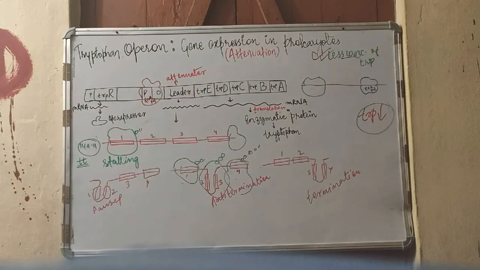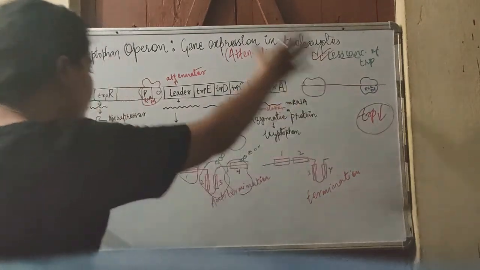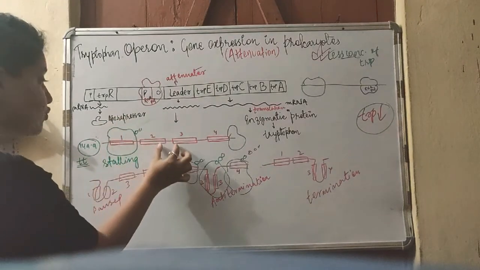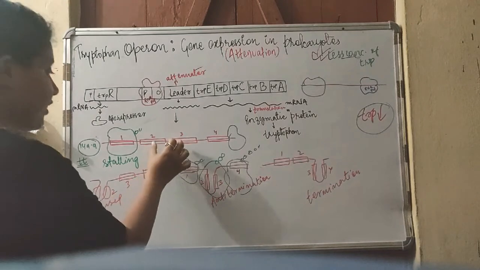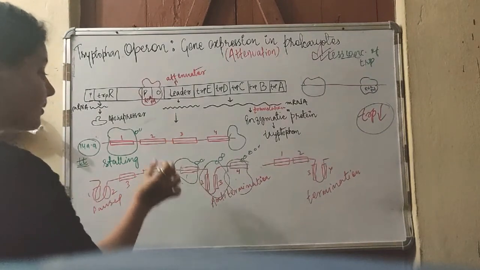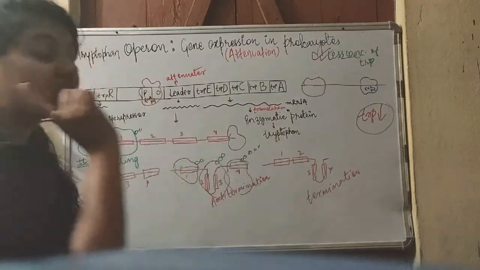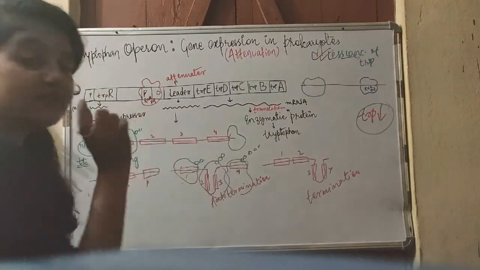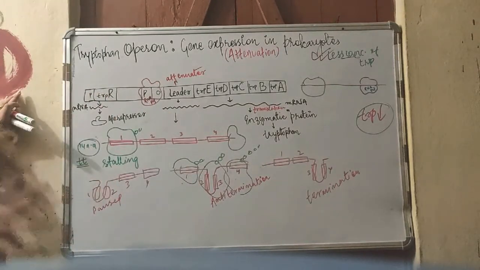Alright. Now, if there is less tryptophan, the ribosome will start at sequence 1, means 2 and 3 can form a hairpin loop, and so anti-termination, since the anti-termination hairpin loop is formed, the process will continue because there is no chance of formation of the termination hairpin loop, as 3 is not vacant, 3 is already pairing with 2.